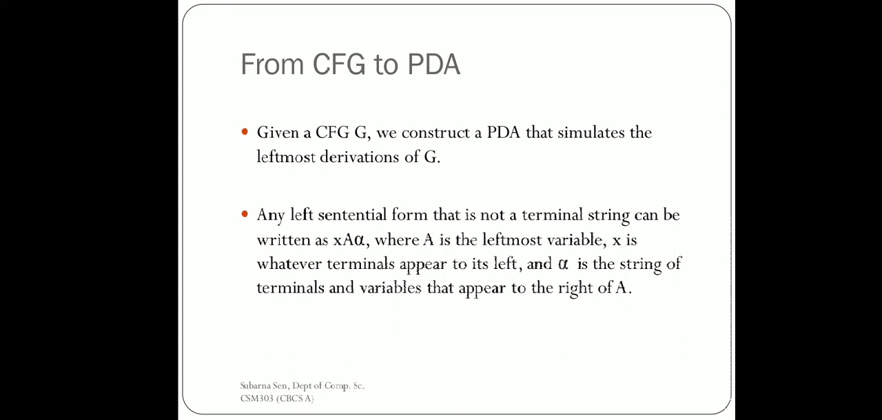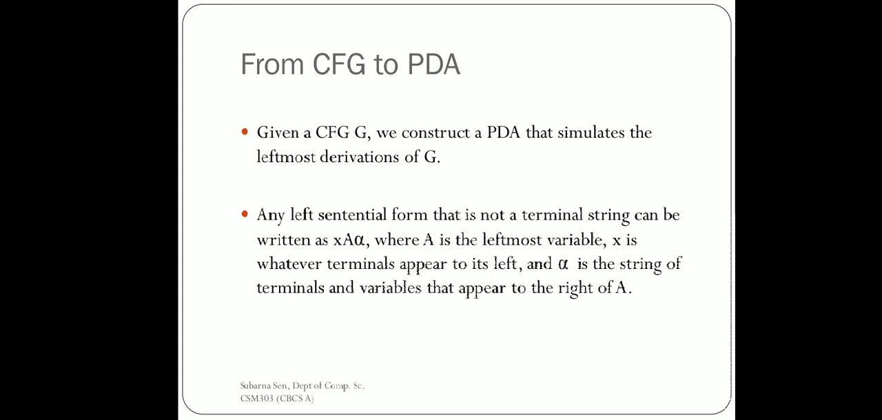If we can prove this both ways, then we can conclude these two are equivalent. So given a CFG G, we construct a PDA that simulates a leftmost derivation of G. Now let us focus on what a leftmost derivation is. If you forget about the technical terms like left sentential form and so on, let us discuss it in layman's language. Suppose you have a form written as small x, capital A, and then alpha. Here we say that capital A is the leftmost variable. What is the meaning of it?